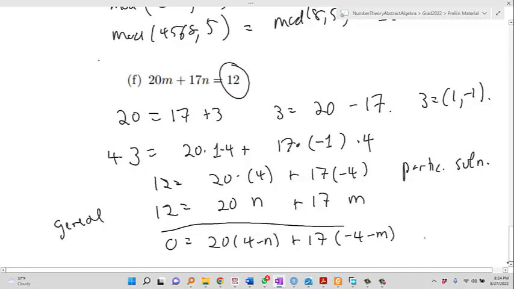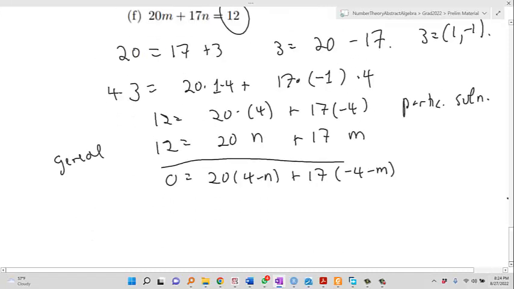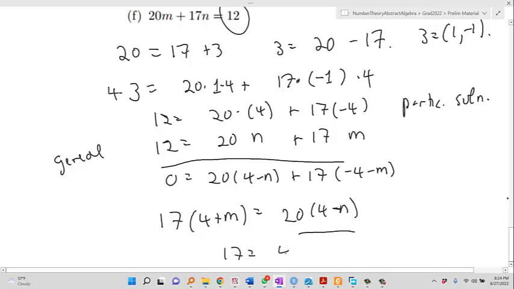Okay, and then I'll bring the 17 to the other side. I could bring the 20 to the other side, but I'll bring the 17 over. 17 times (4 plus m) equals 20 times (4 minus n). So for instance, this side is divisible by 17. The other side must be divisible by 17, so you can write 17k equals 4 minus n. And then you solve for k, solve for n, and then solve for m.